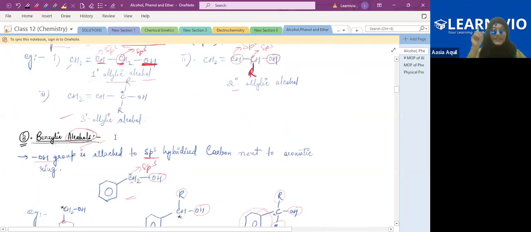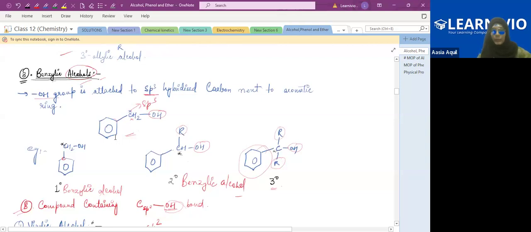So see here, what is benzylic alcohol? Benzylic alcohol is when the hydroxyl group is attached to an sp3 hybridized carbon, and this sp3 hybridized carbon is attached to the benzene ring. Similar to the ether also: when the oxygen linkage is attached to an sp3 hybridized carbon, which is further attached to the benzene ring, which is an sp2 hybridized carbon. This type of molecule is known as benzylic ether or benzylic alcohol.